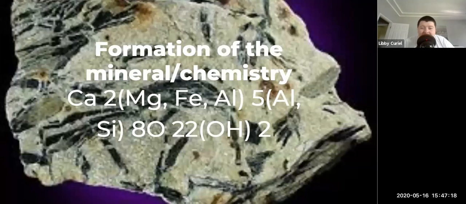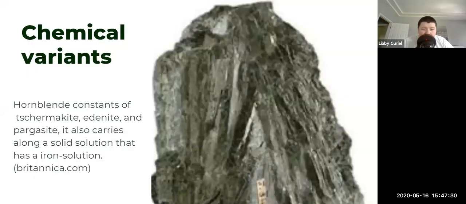Of course, the formation of the mineral, Ca2(Mg,Fe,Al)5(Al,Si)8O22(OH)2. Now moving on to the chemical variants, hornblende consists of schirmikite, edenite, and parasite.